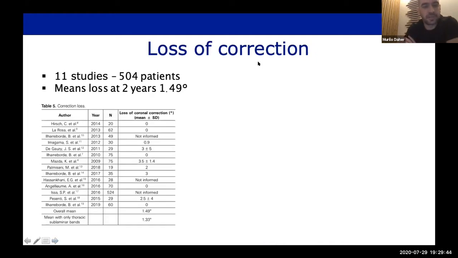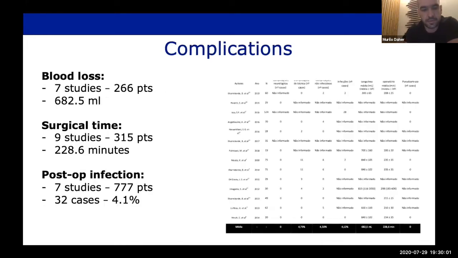About loss of correction, in this review we analyzed 11 studies with a total of 504 patients, and the mean loss was only 1.49 degrees, so it was a little bit less than what Dr. Sebastien showed in his paper. And about blood loss, we had a median of 682 milliliters of blood loss with a surgical time of 228 minutes. That was very average for this kind of surgery.